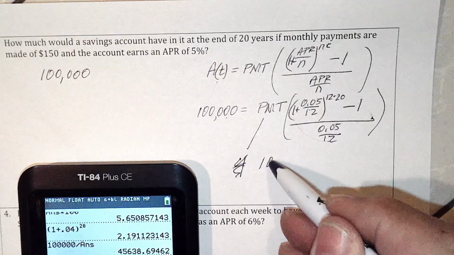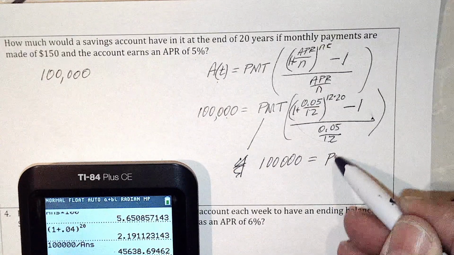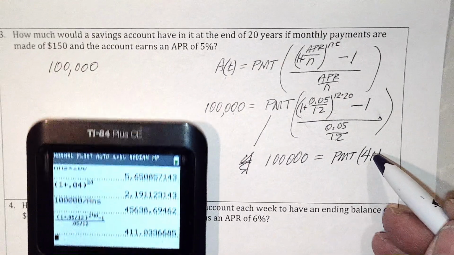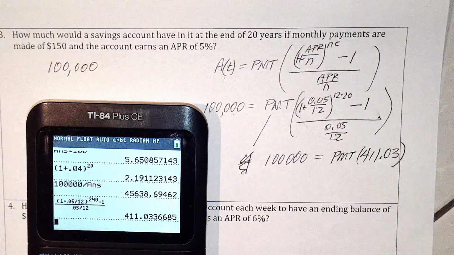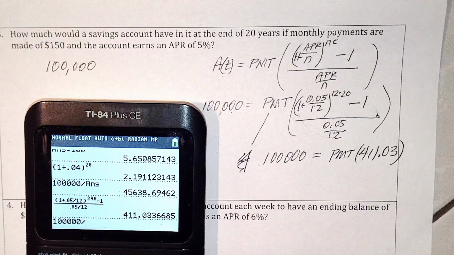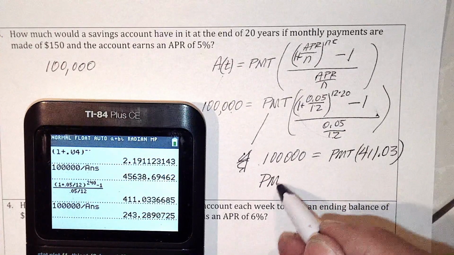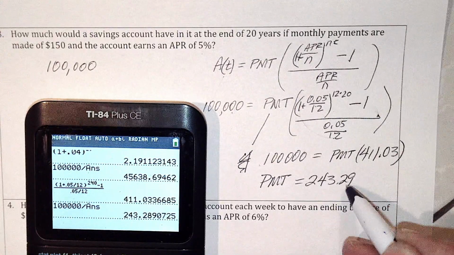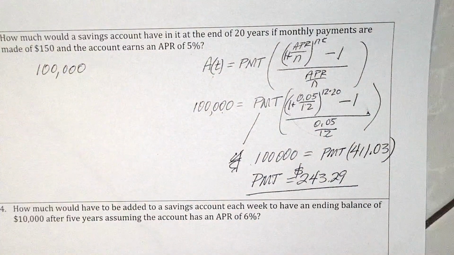So I've got the equation 100,000 equals the payment times 411.03. So I have to divide 100,000 by that answer, and it says the payment has to be $243.29. Not too bad if my goal was to have 100,000.